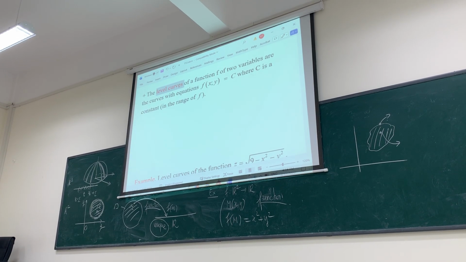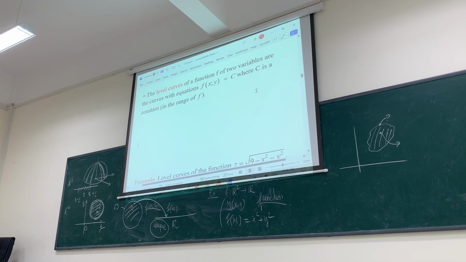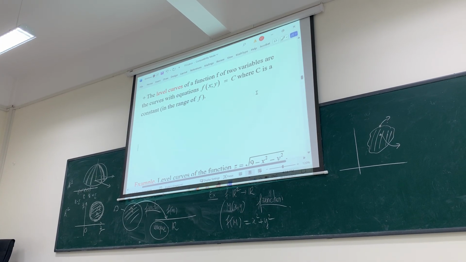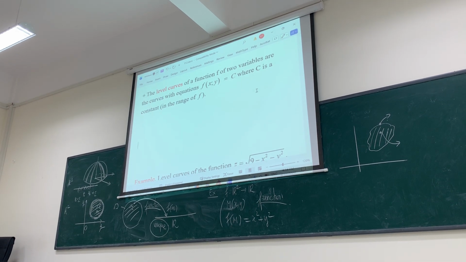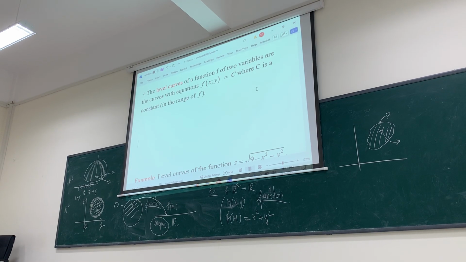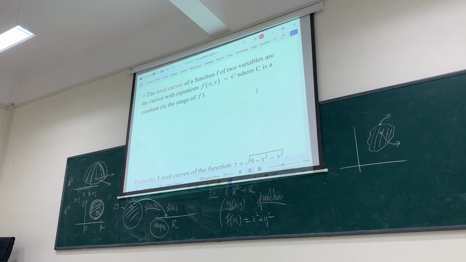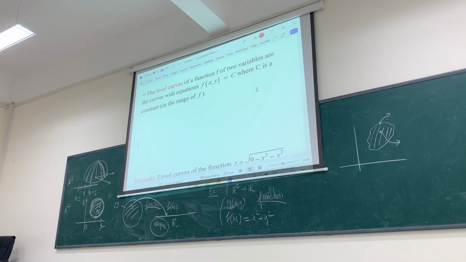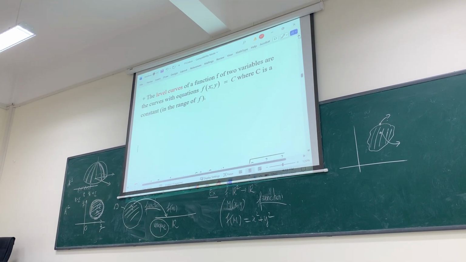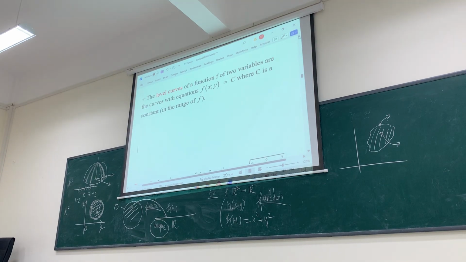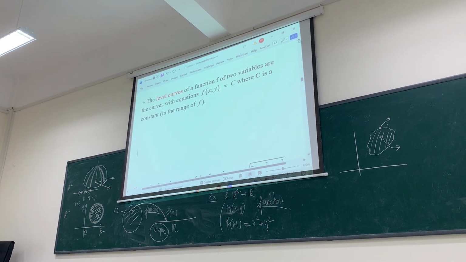Level curve. The level curve of a function f is a curve satisfying the equation f equals constant c, where the constant c belongs to the range of the function f. Level curve, đường bước.